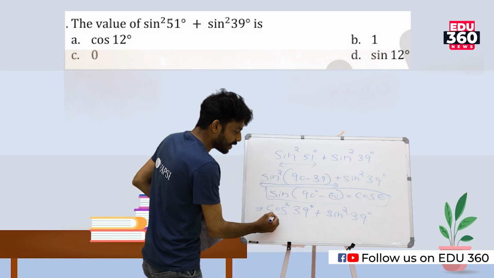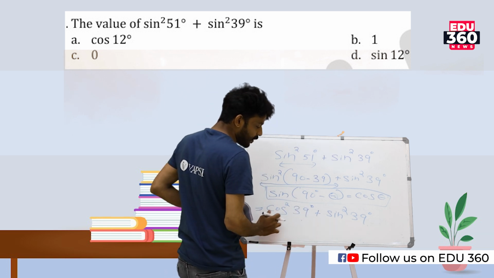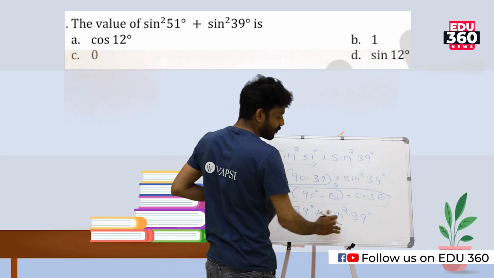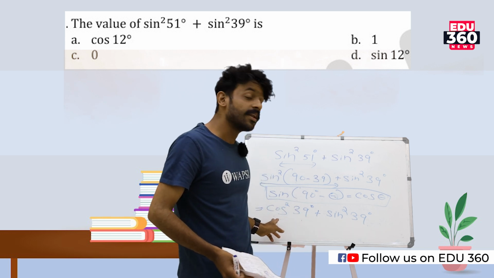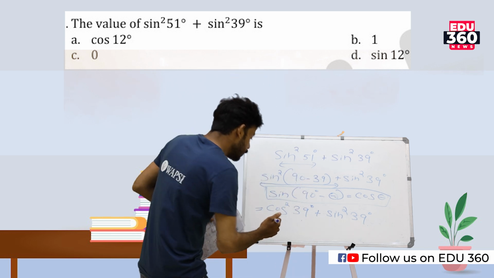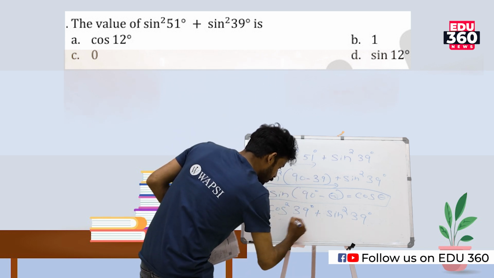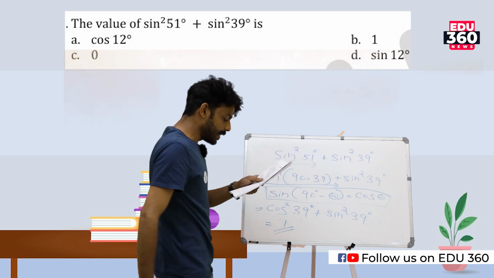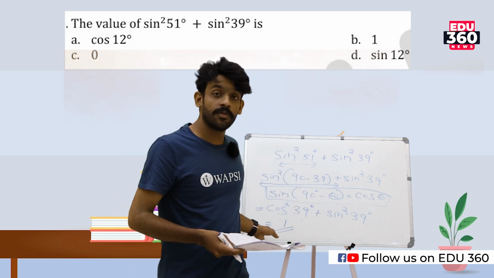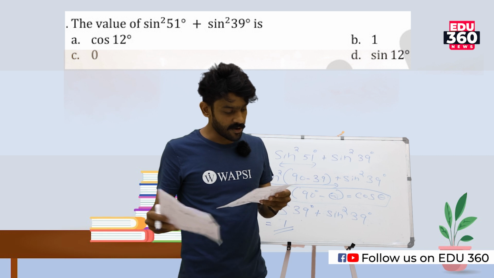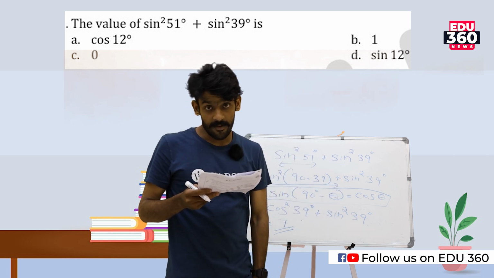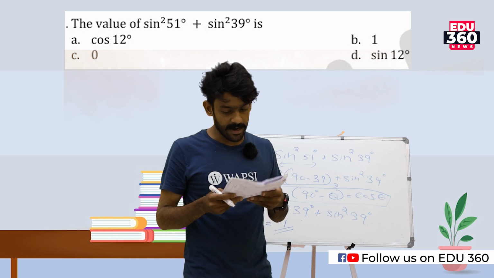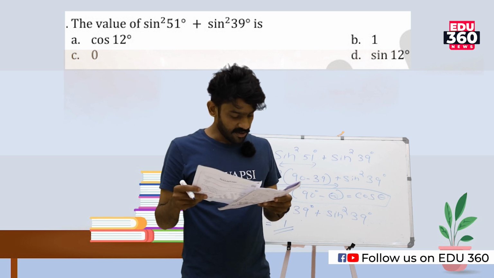Again look at here. What is this? Sine square theta plus cos square theta, or sine square x plus cos square x. We know that the value of this is equal to 1. So the final answer for this question is 1. Again look at the options. Option A is cos 12 degree and option B is 1. So which is the correct answer?